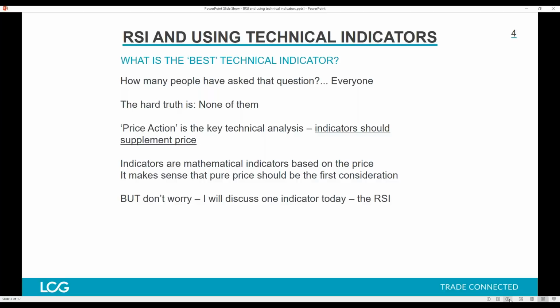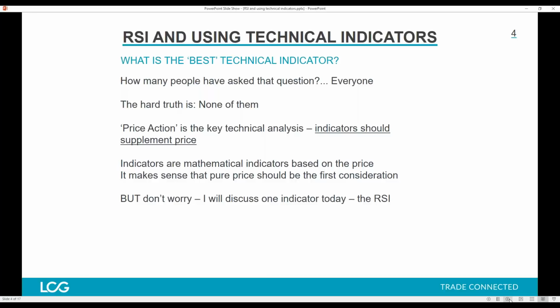Indicators are all mathematical indicators based on price. So it makes sense that the pure price itself should be the first consideration, and any second derivative of the price, i.e. something that's been made up from the price, should be a second consideration to help you clarify what you're viewing in the price.